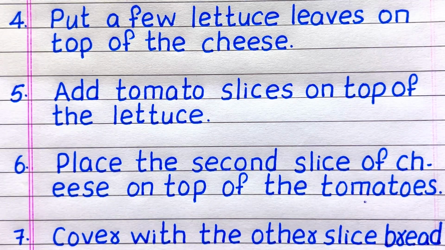Fourth, put a few lettuce leaves on top of the cheese. Fifth, add tomato slices on top of the lettuce. Sixth, place the second slice of cheese on the top of the tomatoes. Seventh, cover with the other sliced bread.